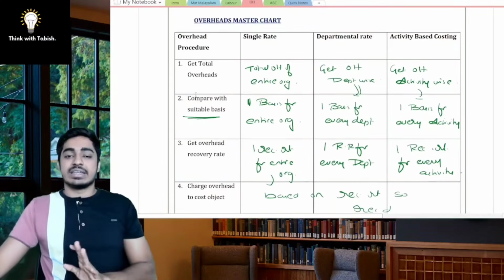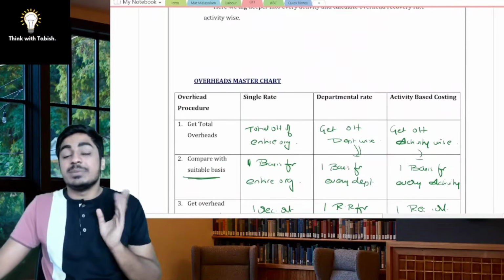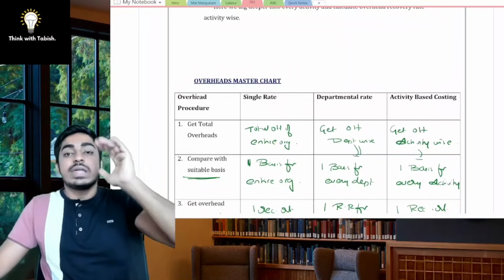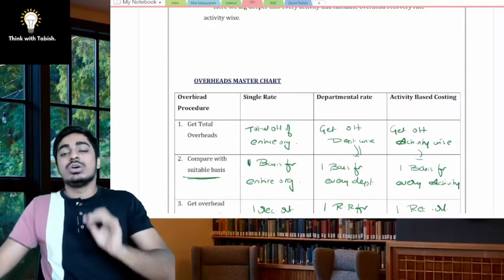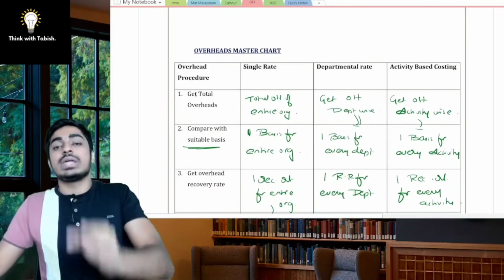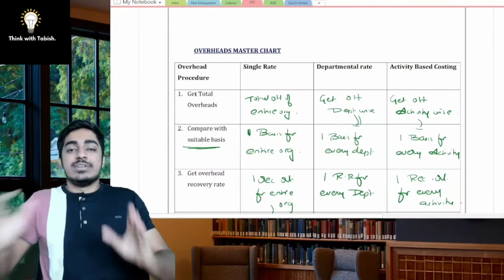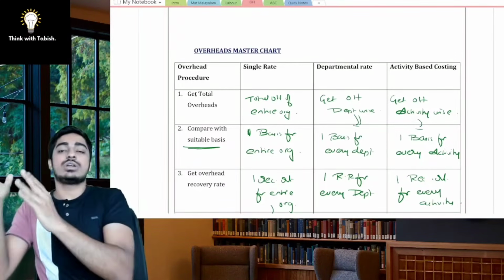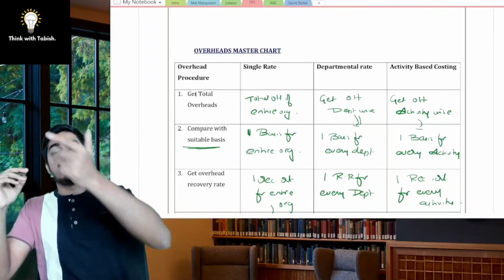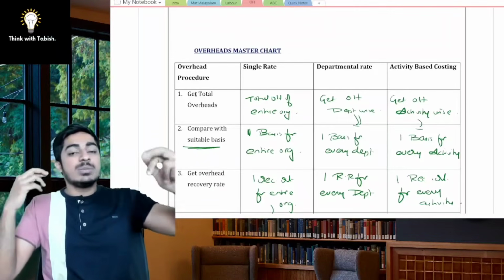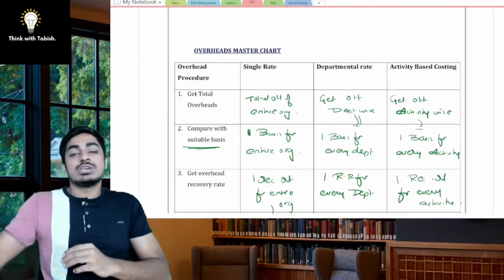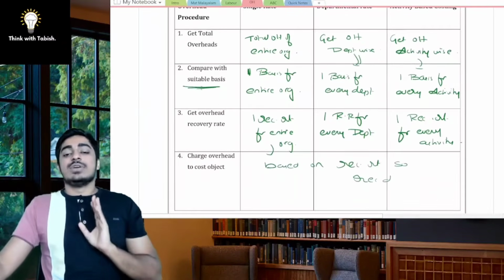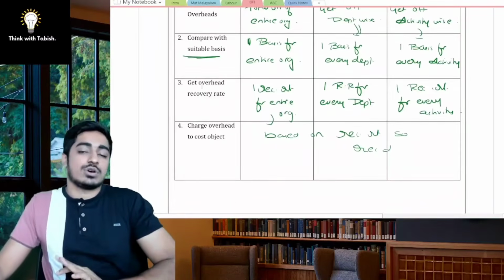This is single rate. What is departmental rate? In departmental rate, we don't want the total overhead of 10 crore. Tell me the overhead department wise. So in departmental rate, we get the overhead department wise. When we get the overhead department wise, we have 5 departments, so we have 5 different overhead costs. For every department, we want one basis. So we take one basis for every department. Based on that, we get the overhead recovery rate, and using the overhead recovery rate, we charge the overhead to the cost object.